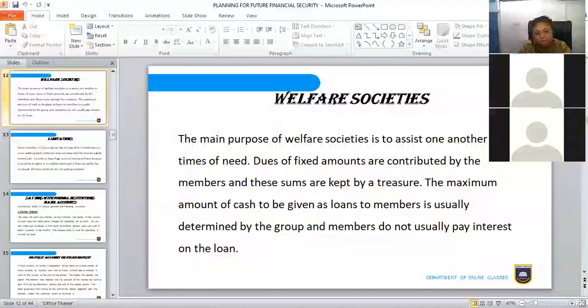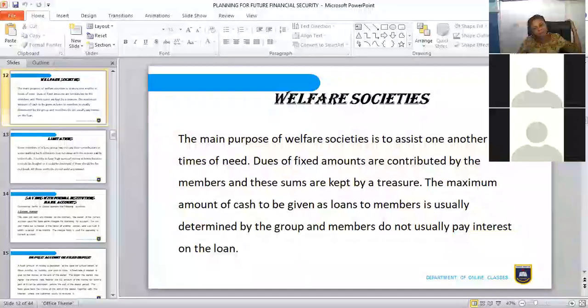Dues of fixed amounts are contributed by the members, and these sums are kept by a treasurer. The maximum amount of cash to be given as loans to members is usually determined by the group, and members do not actually pay interest on the loan. It depends.